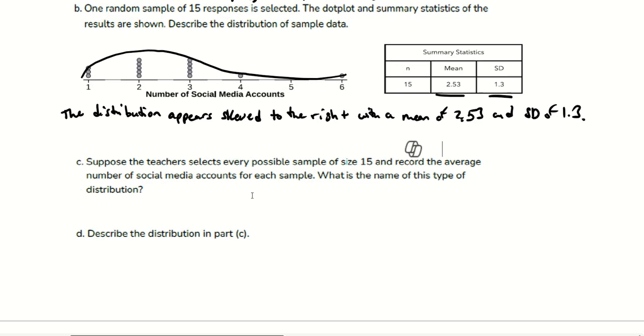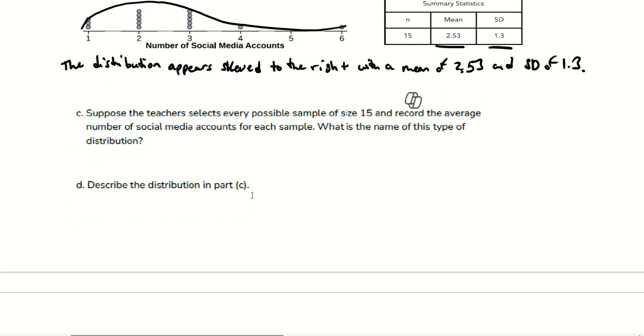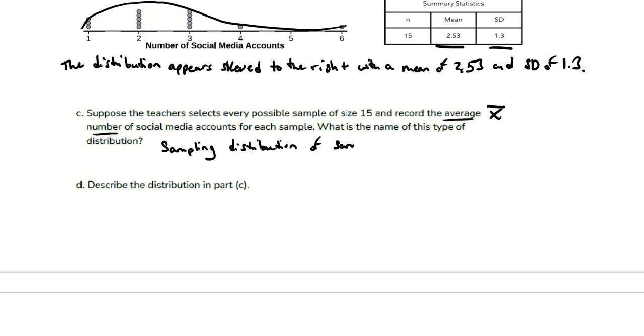Suppose a teacher selects every possible sample of size 15 and records the average number of social media accounts for each sample. What is the name of this type of distribution? You're doing all possible samples and then you're taking the average number. Well, that's X bar, right? So that would be the sampling distribution of the sample mean.